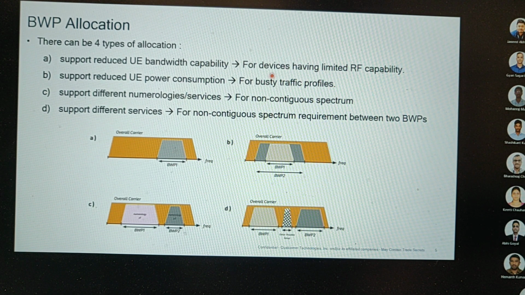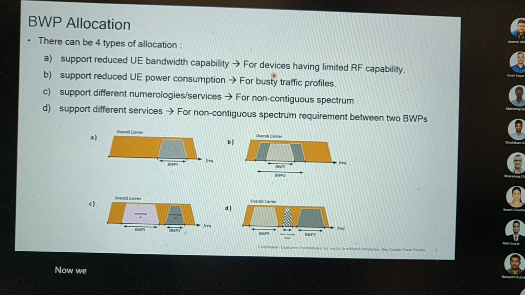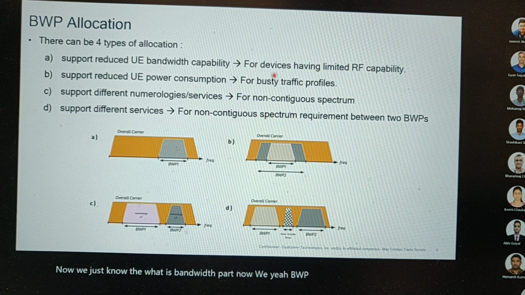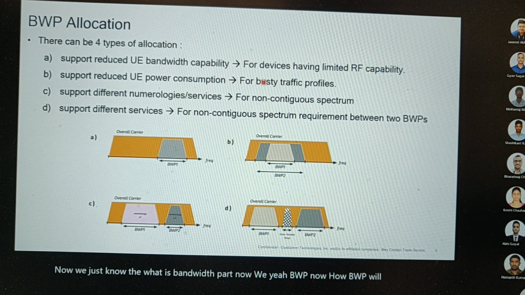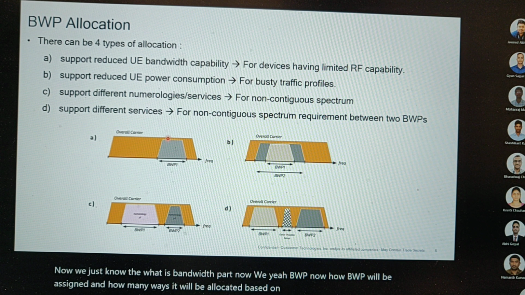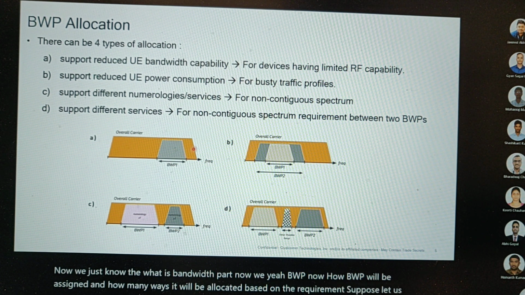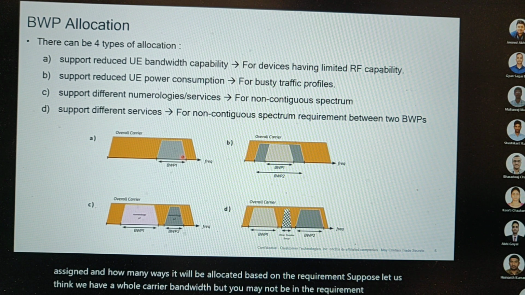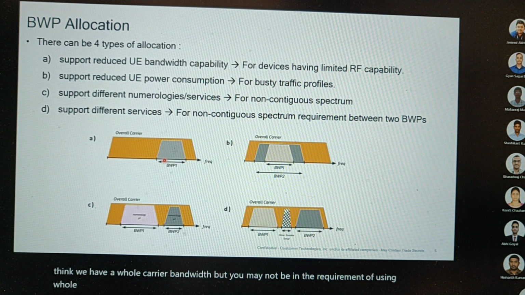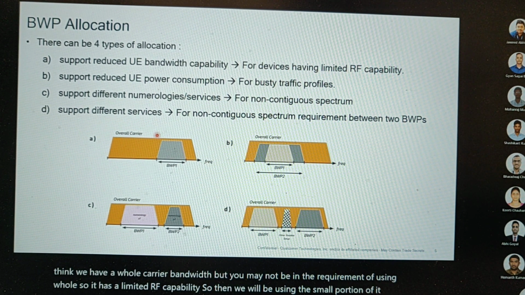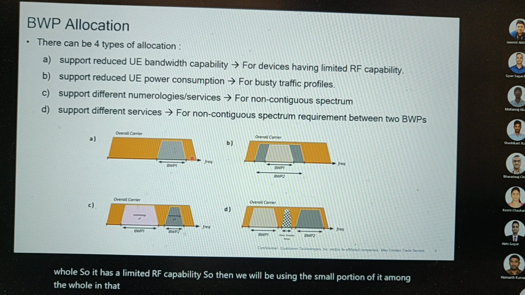Now we just know what a bandwidth part is. Now how will BWP be assigned, and in how many ways will it be allocated based on the requirement? Suppose we have a whole carrier bandwidth, but the UE may not need to use the whole of it, as it has limited RF capability. Then we will be using a small portion of the whole. In that scenario, we will be using this type.